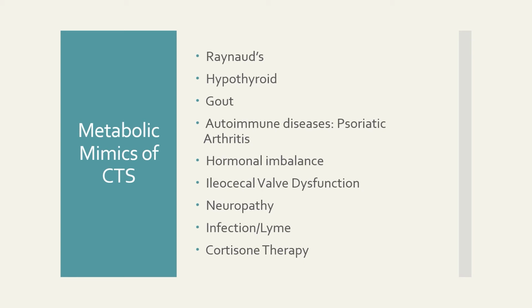And some folks who've had cortisone therapy in the area of involvement, okay, they get injections in the wrist, may develop damage to the nerve or the soft tissue right there, because you have to be pretty darn good when you do the injection that you don't get too close to sensitive tendons or the median nerve itself. So these are all what we call metabolic mimics of carpal tunnel syndrome.